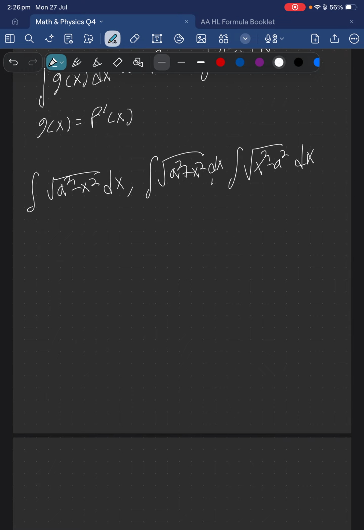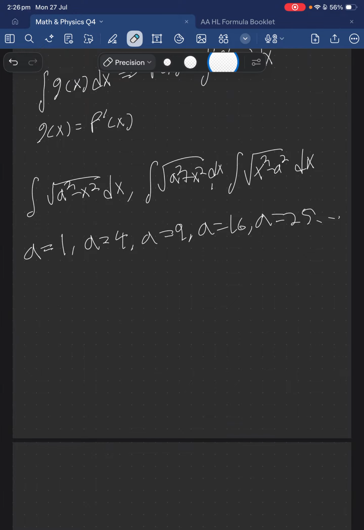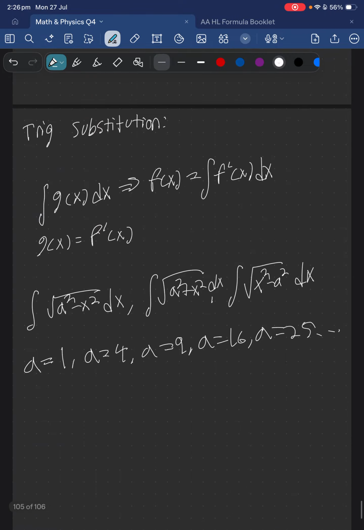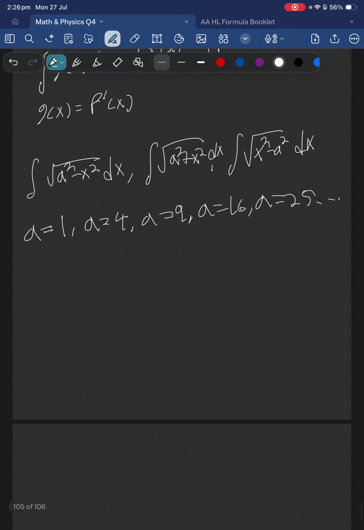So what exactly is a? A is a constant, and usually it's a constant that can be square rooted to a whole number. So a can be 1, a can be 4, a can be 9, a can be 16, a can be 25, and so forth. A cannot be 3 because the square root of 3 is not a whole number, it is irrational. So those are the constraints we have, and in AHL it will usually follow this pattern. X is just a variable because we're integrating with respect to x.